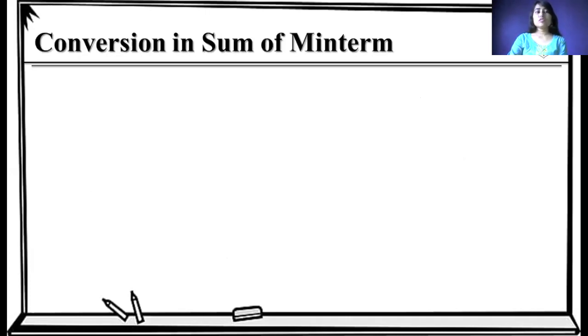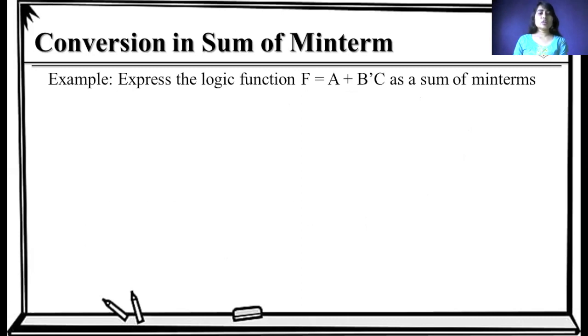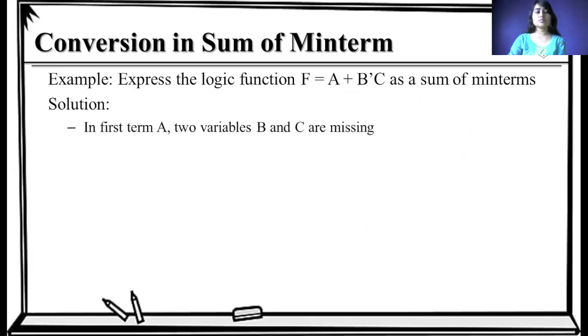Now if some functions are not in sum of minterms form, how can we convert them into a sum of minterms? Let's take an example. Here we have the logic function F equals A plus B' C. This is not in the format of sum of minterms, so we can convert this function into a sum of minterms. How?